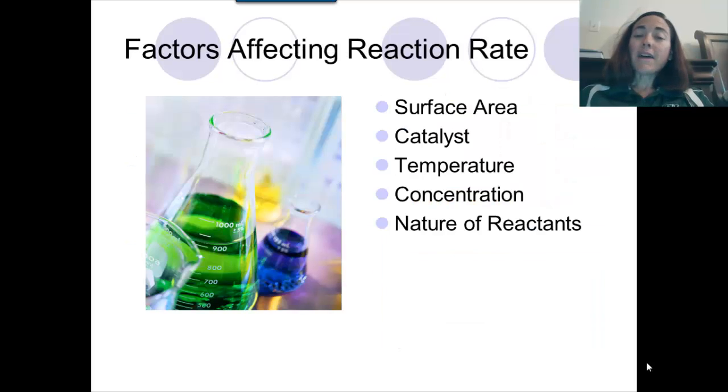So those are the 5 factors. You want to know each one of the factors and how the change affects the rate. For example, increasing temperature increases the rate of reaction. Adding a catalyst increases the rate of reaction, and so on.